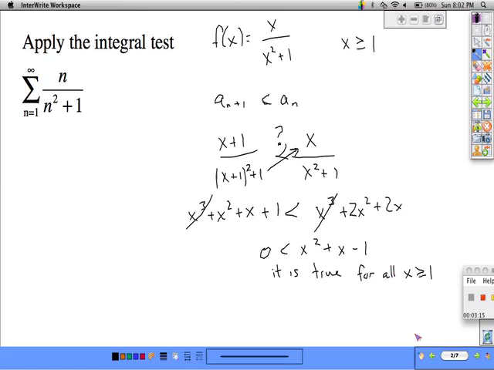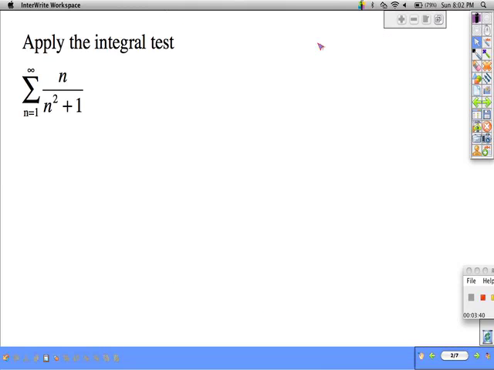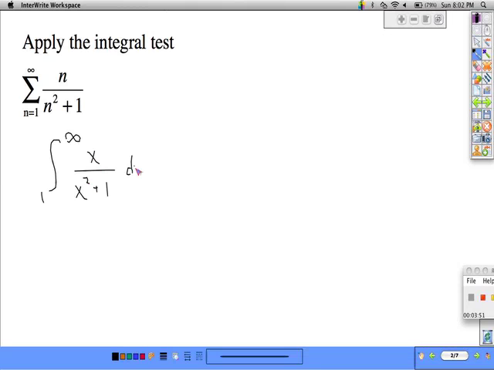If you plug in x equals 1, you're left with 0 is less than positive 1, which is true. And for any other positive value of x bigger than 1, you'll end up with true statements. So the integral test is applicable to this problem. It is positive, it is continuous, it is decreasing. So what we're going to look at now is the integral from 1 to infinity of x over x squared plus 1 dx.